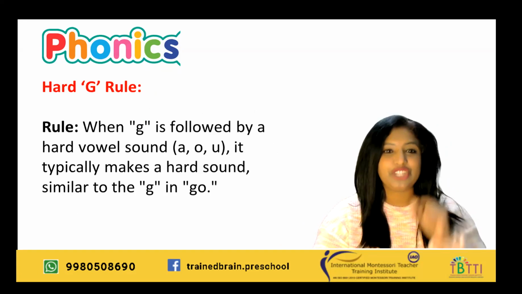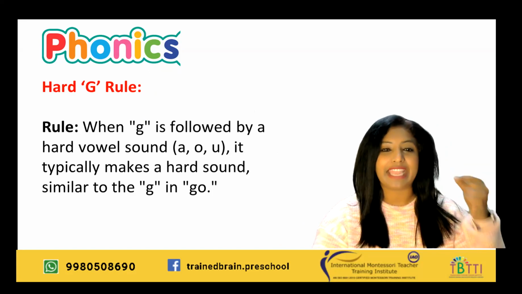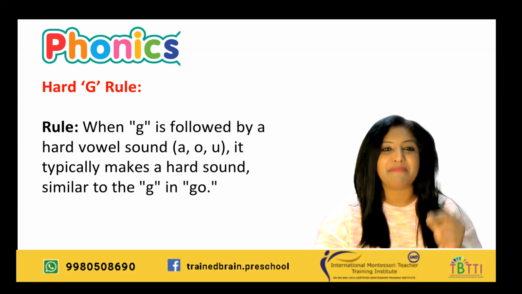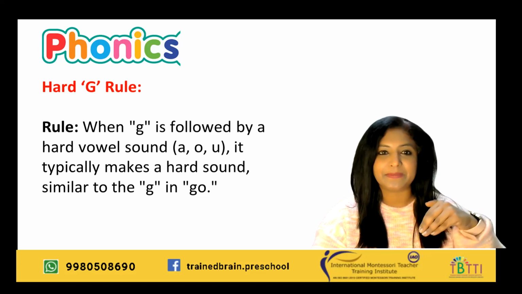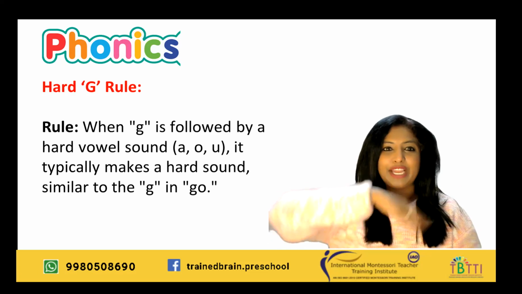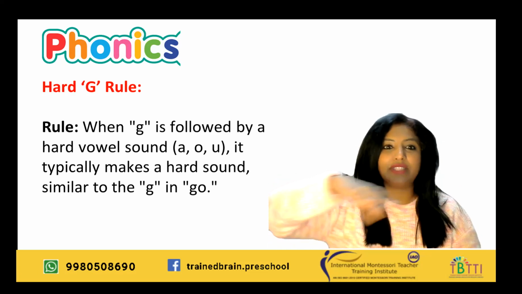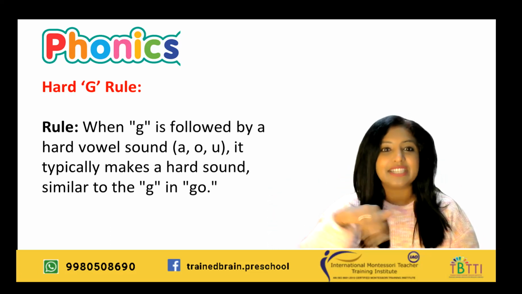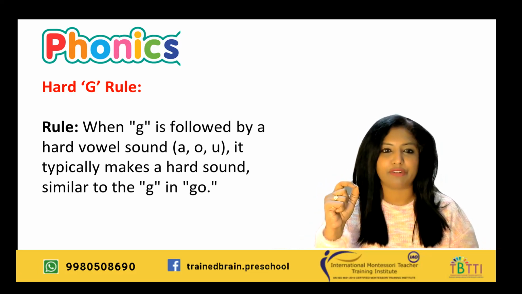When the letter G is followed by a hard vowel sound of A, O, and U, it typically makes a hard sound, and the sound is G, as in go. And what's the action in Jolly Phonics? You do this as if the water is gurgling down the drain and you say G. So when you hear the G sound, as in go, it is a hard sound.